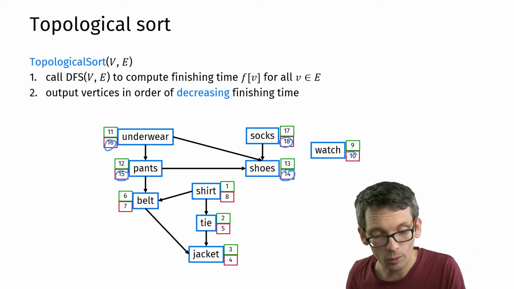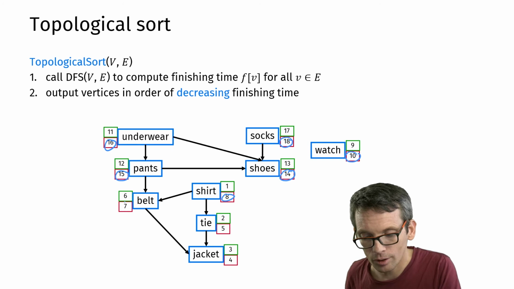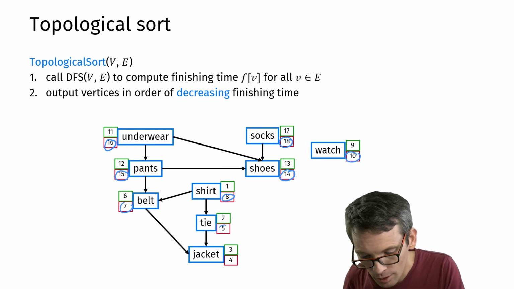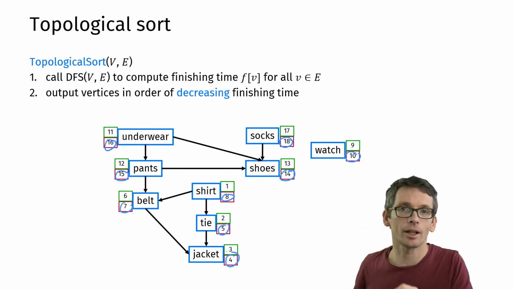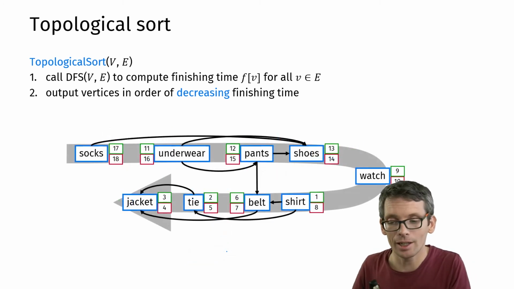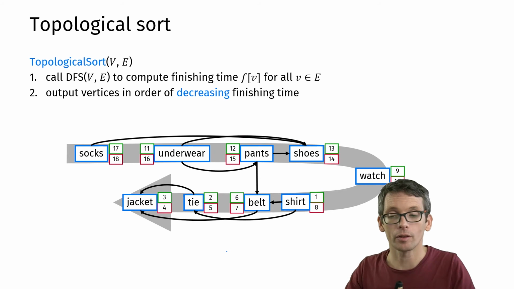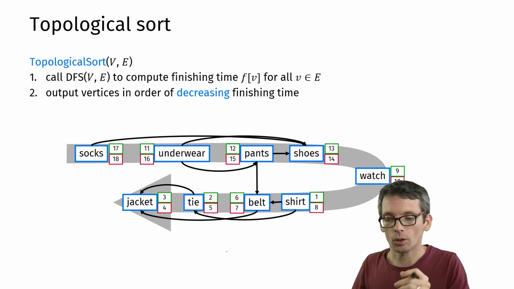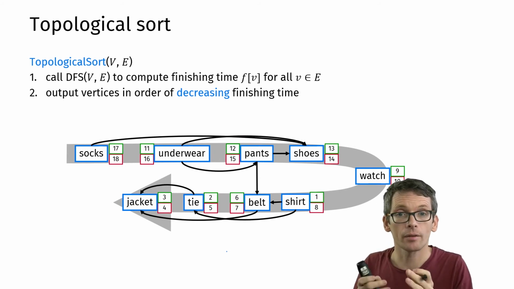We continue with the watch, shirt, belt, tie, jacket. At least that makes perfect sense. So here we have our linear ordering of this morning routine. We should analyze this algorithm.